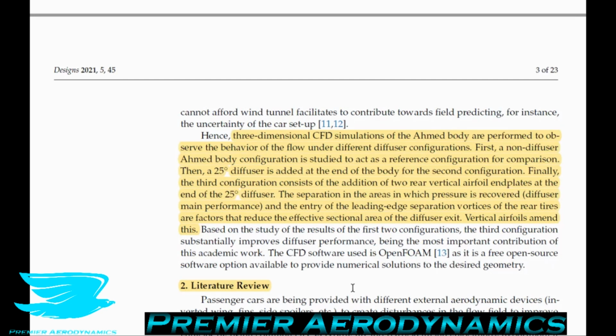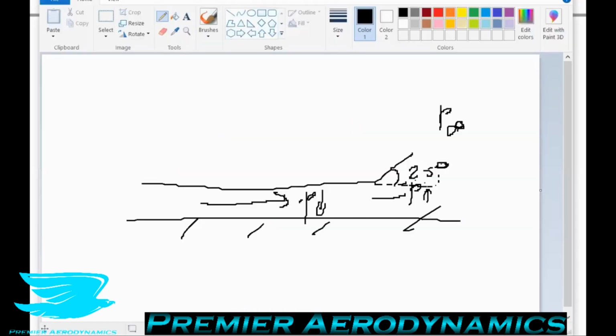They say separation areas and the entry of separation vortices of the rear tires are factors that reduce the effective sectional area of the diffuser exit. What does that mean? This is a way of non-dimensionalizing effectively this object. So if you have this object and it has a cross-sectional area of 1 meter squared, for example, but you have vortices coming in, it spoils some of that area.